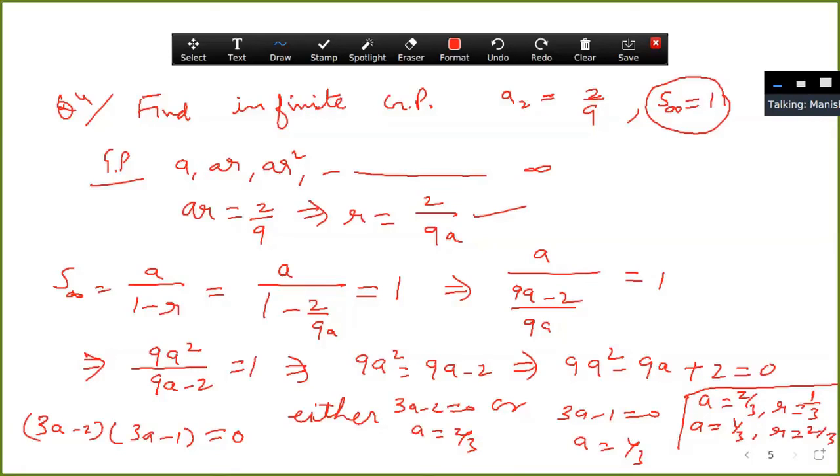Corresponding to each a, you have to find out the value of r. Such type of questions you have to do by using this formula of S infinity. Do the supplementary part of this chapter, which is at the end of the whole syllabus. At the end of the book, you'll find supplementary part of the chapters. In supplementary part of chapter 9, you will get this exercise. Do the questions. I think few questions are there in the exercise. Do those questions. Hope you will do.